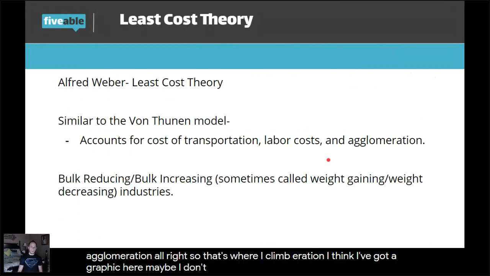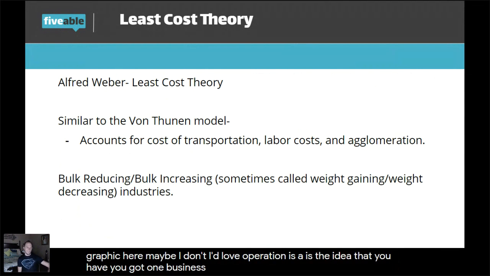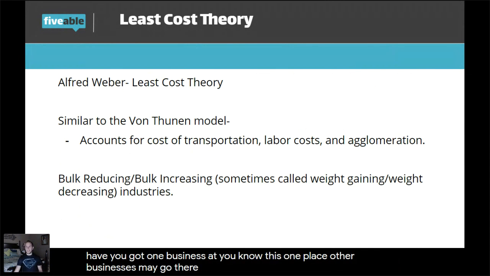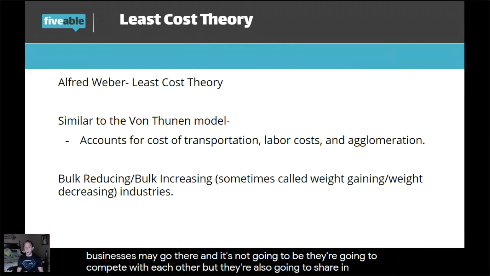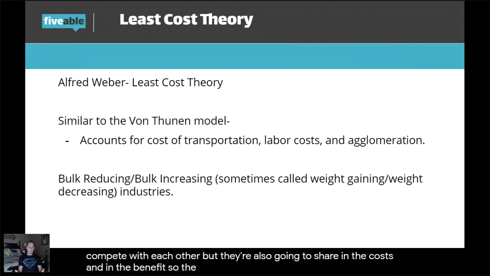Agglomeration is the idea that if you've got one business at this one place, other businesses may go there, and they're going to compete with each other, but they're also going to share in the costs and in the benefits so that everyone kind of wins.